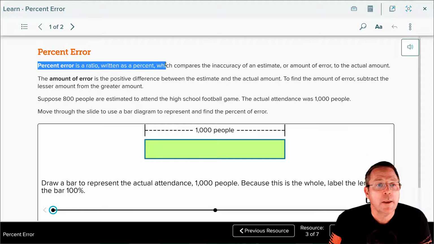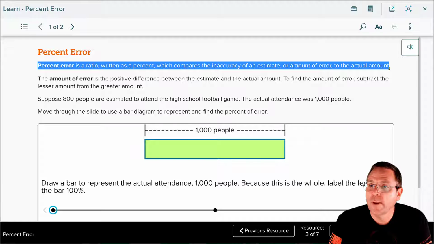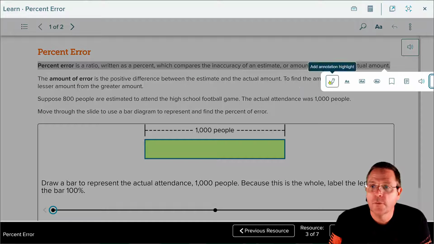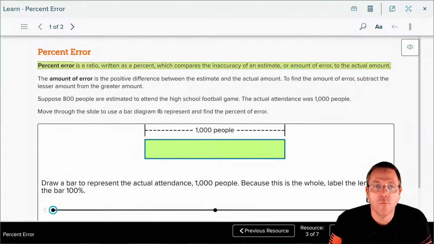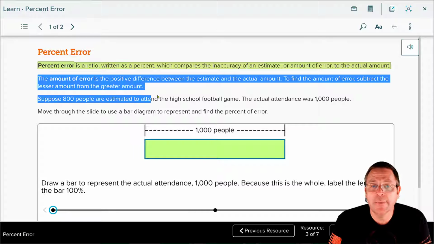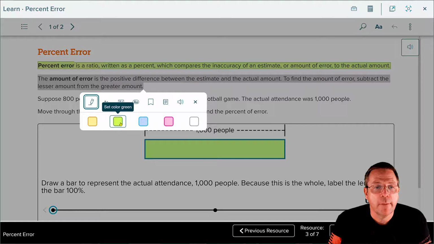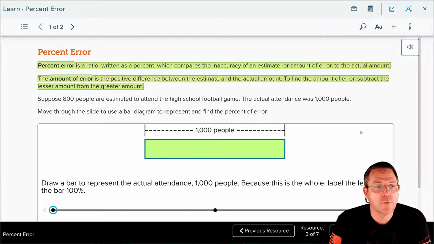Percent error is a ratio written as a percent which compares the inaccuracy of an estimate to the actual amount. So that is a vocab term. Write it down. The amount of error is the positive difference between the estimate and the actual amount. To find the amount of error, subtract the lesser amount from the greater amount. That looks like another vocab term.